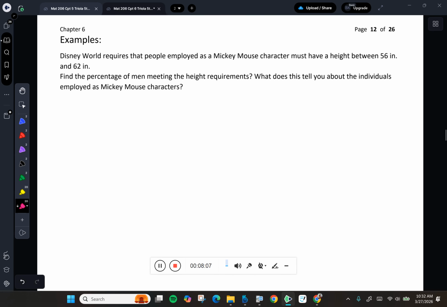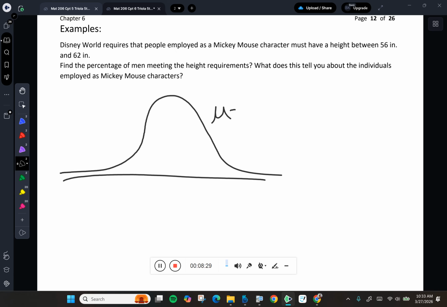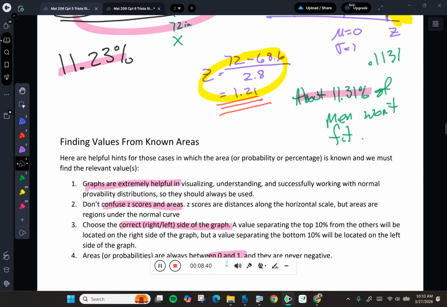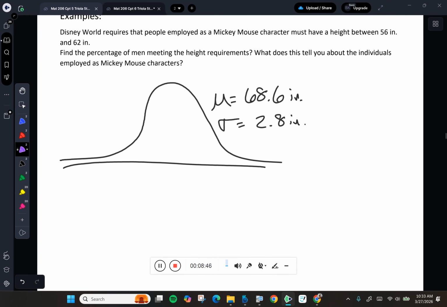All right, so here's an example. Disney World requires that people employed as a Mickey Mouse character must be between 56 and 62 inches tall. Find the percent of men that meet these height requirements. Okay. I remember from before that men's heights are normally distributed with a mean of 68.6 inches and a standard deviation of 2.8 inches. And I'm going to go back and check just to make sure. Yep, 68.6, 2.8. Okay. And I want to find out what percent of men could be Mickey Mouse at Disney World.